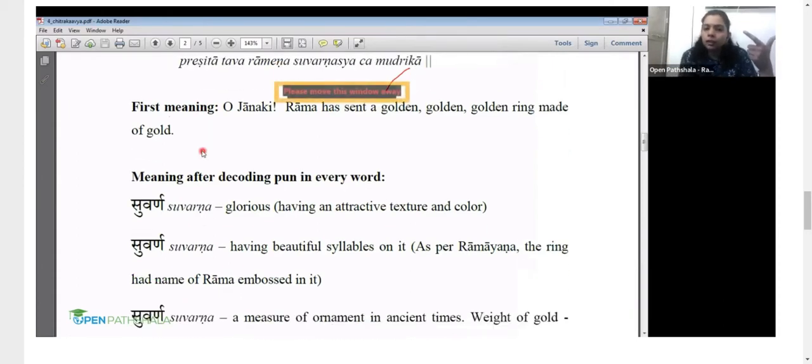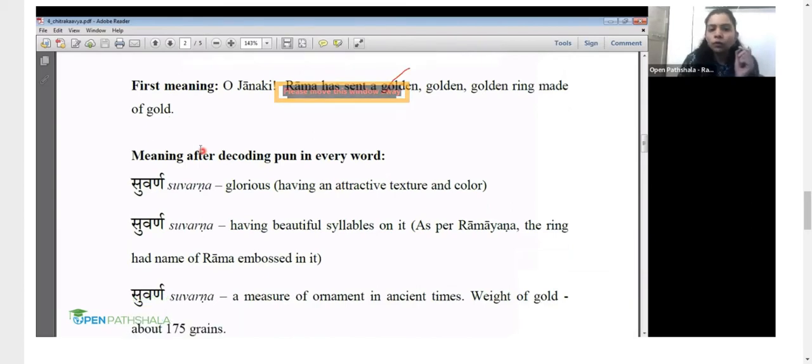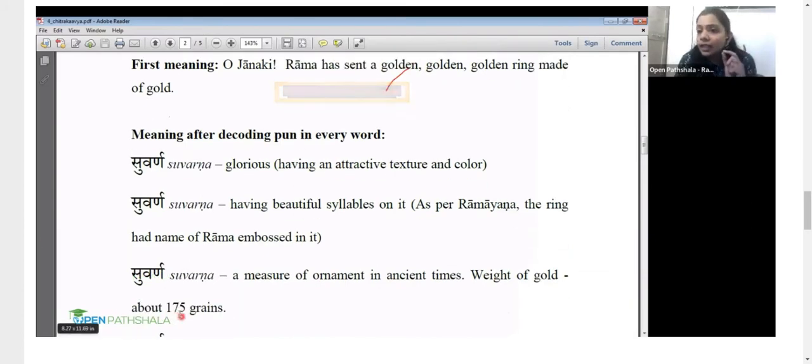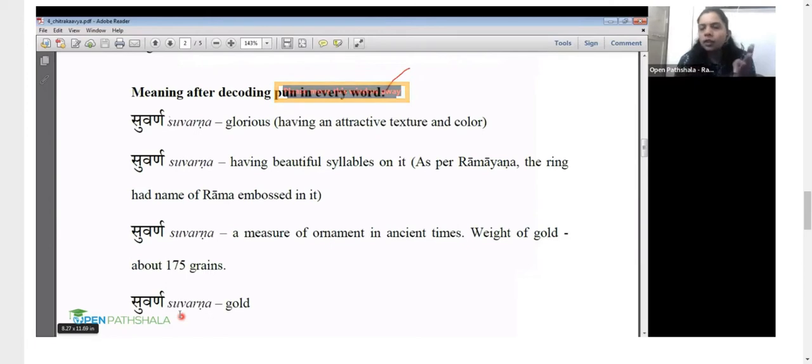Another is Suvarna, the measure of ornament in ancient times. Today we measure gold in carats. Here Suvarna is an ancient measure, like gram or kilogram. So it is the weight of gold, about 175 grains, not grams, grains. So Suvarna, a measure of ornament in ancient times. So first it was having a glorious texture and color. Second, having beautiful syllables on it. Third is a measure of ornament, weighing that much. Then the fourth is obviously gold.